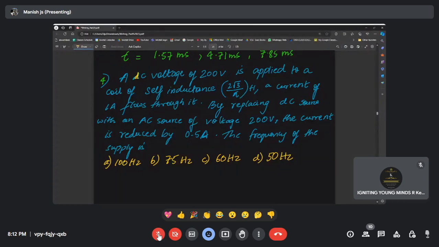Then what are they doing? Then they are replacing the DC source with an AC source of same voltage, which is 200 volt. By doing so, the current is reduced to 0.5 amperes. It is getting reduced. Now, if this is the case, they are asking you what would be the frequency of the supply. Okay, so frequency of the supply voltage is what they are asking in this question. Okay, so we will have to find out what is the frequency of the supply.